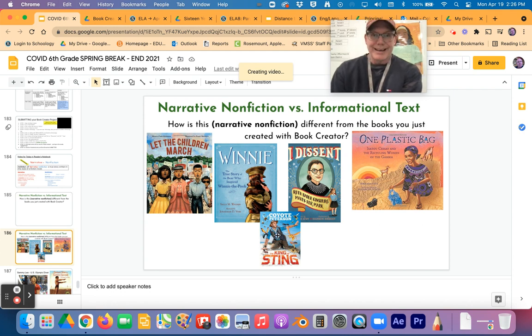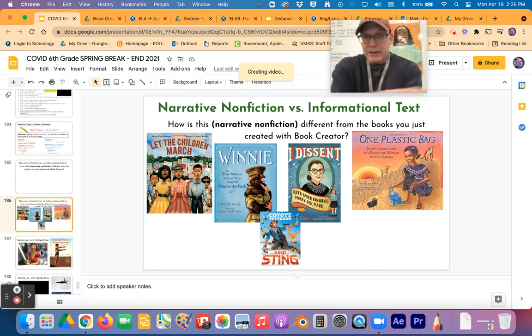And then we have down here the King of Sting, which is this guy, Coyote Peterson, goes around and lets stuff sting him. And this particular book is the story of a particular wasp. So that's that story. Everything's true here. It's all true. It's just told in a story form.